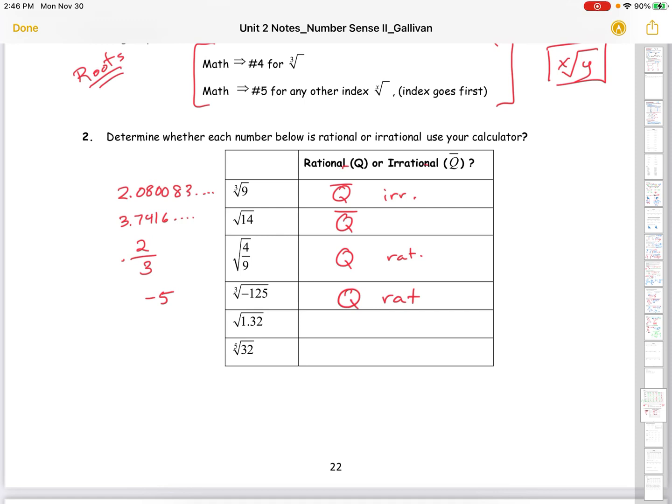Okay. Square root of 1.32, I get 1.1489... Sometimes you'll get a terminating decimal with these, so it would be rational, but these are not. This is irrational. And then the fifth root of 32. Well, 32 is 2 times 2 times 2 times 2 times 2, 2 to the 5th, right? So this equals 2. So this would be rational.